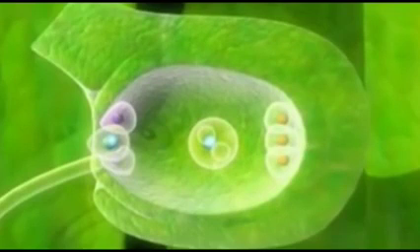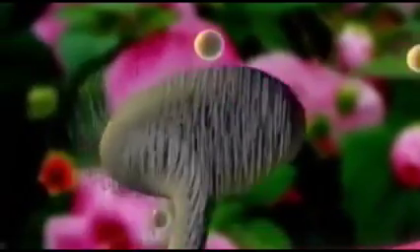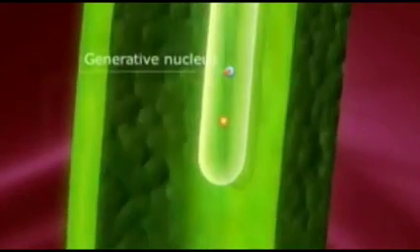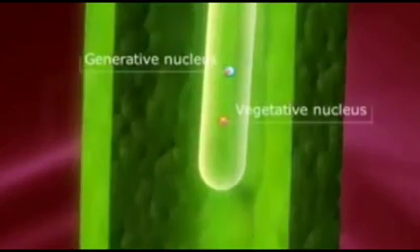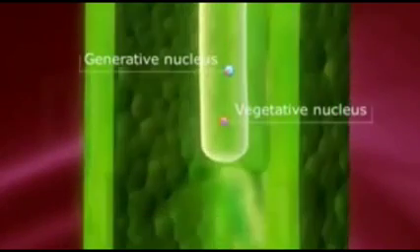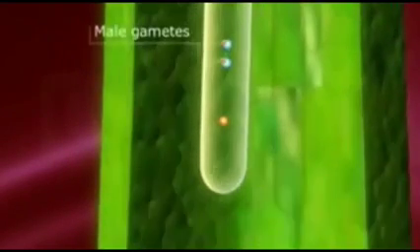Pollination is the transfer of pollen grains to the stigma of the flowers. The pollen tube develops from the pollen grain that falls on the stigma and grows towards the ovary. The pollen grain contains two nuclei, the generative nucleus and the tube nucleus. Both nuclei in the pollen also enter the pollen tube. The generative nucleus divides in the pollen tube to form two male gametes, and the tube nucleus disintegrates.